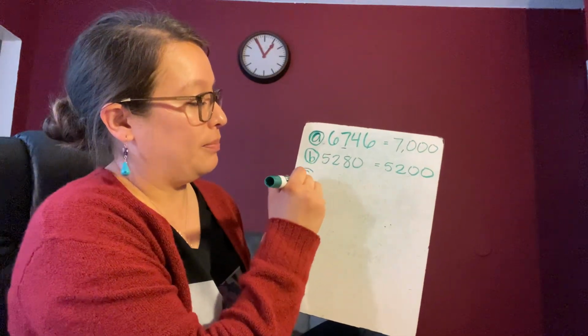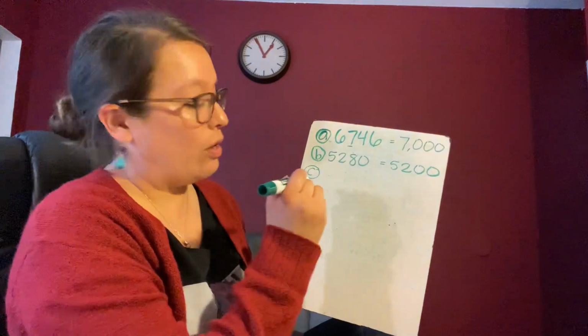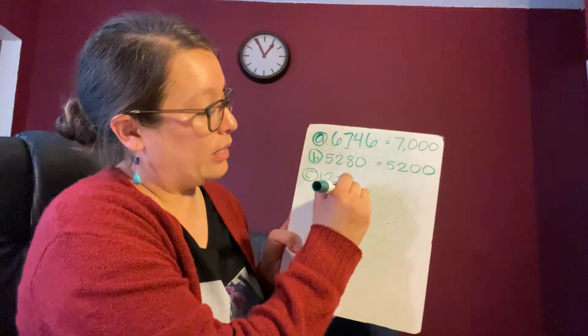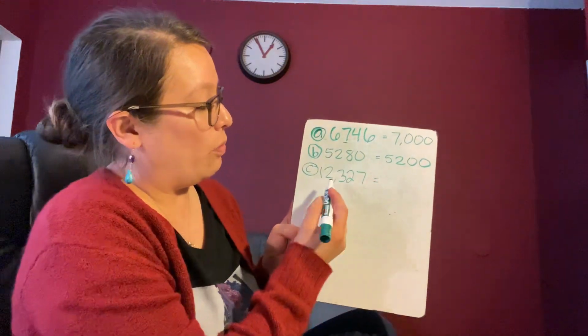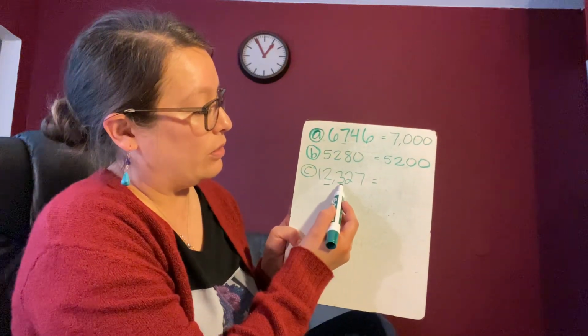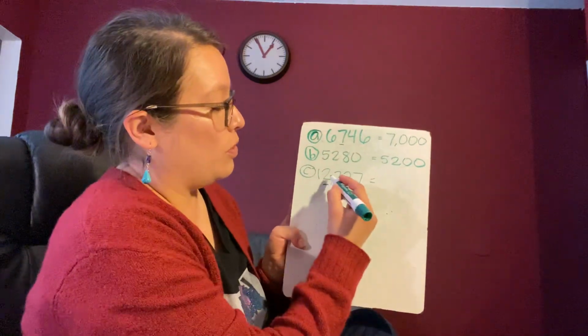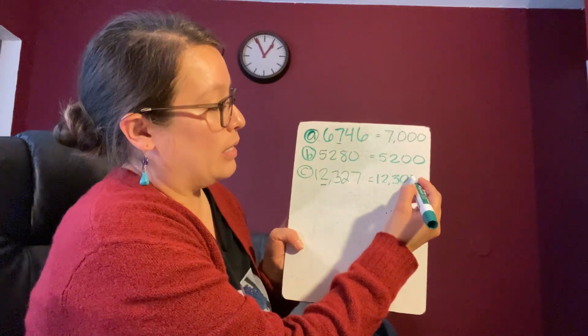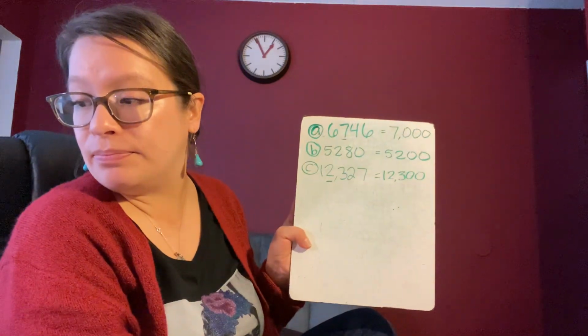Letter C, 12,327. Rounding off to the nearest 1,000. Here's the 3, 4 or lower. This all stays the same, but these turn into 0.